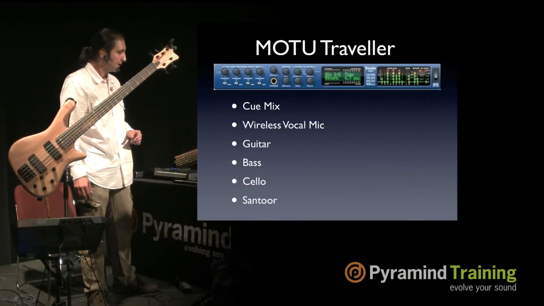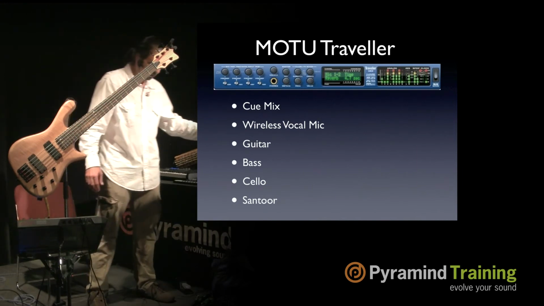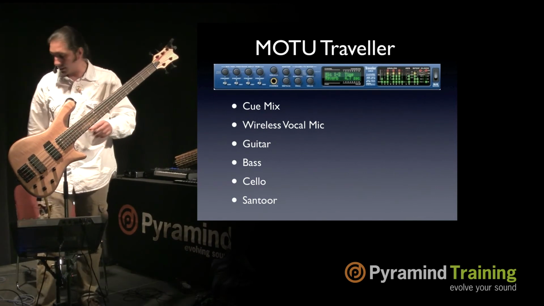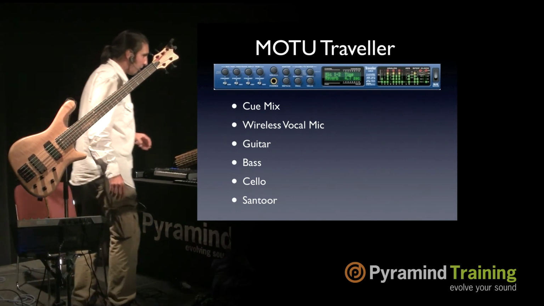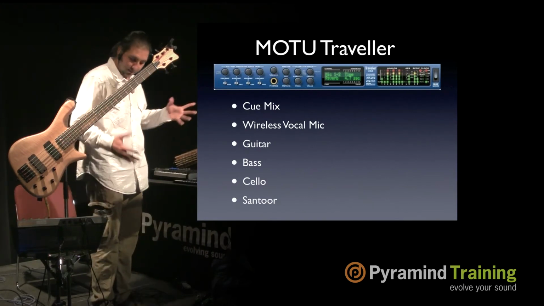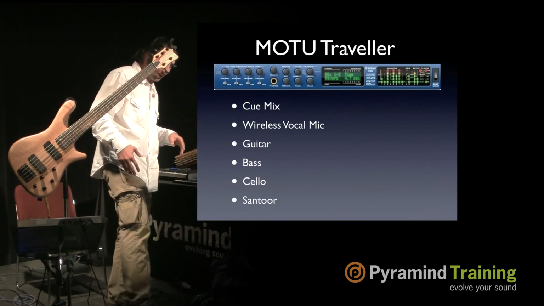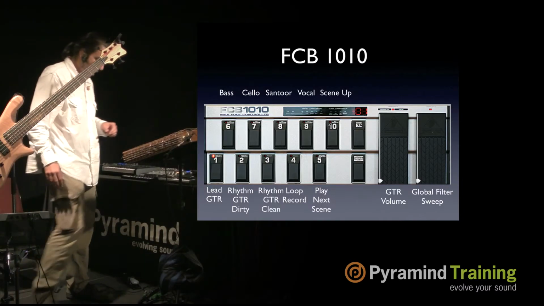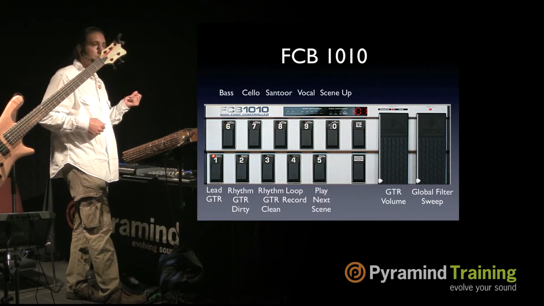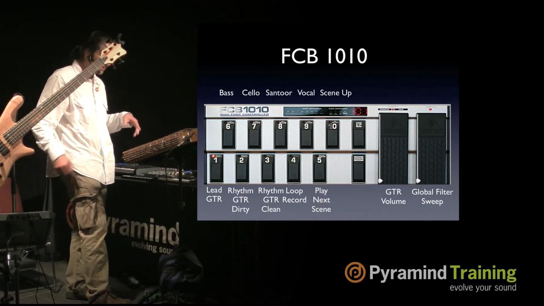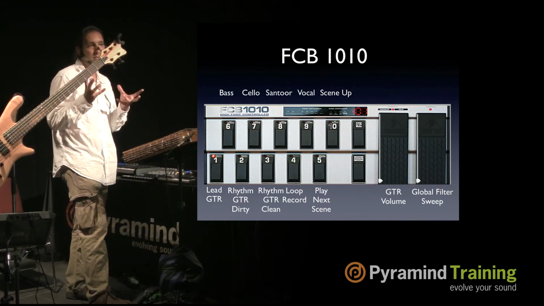I have a lot connected into the MOTU Traveler. Not only do I have a whole bunch of audio going into it, the bass, the guitar, the cello, and the santur, I also have a MIDI in and out, and that's controlling, let's just say, one side of the heart, and that's the FCB 1010. With the FCB 1010, channel 1, when I click that, arms the guitar track. Channel 2 arms a rhythm guitar track, which has a different sound, right?